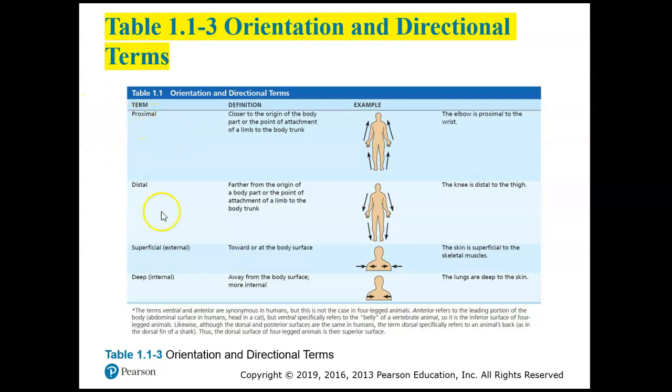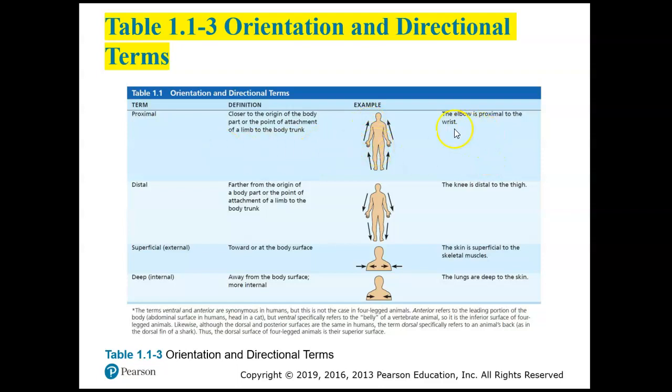The words proximal and distal are opposites, and you have to understand when you use these terms that you're referring to proximal, or close to or near to a joint or a point of attachment, and distal, or far away from a point of attachment. So proximal means closer to the origin of the body part or the point of attachment of a limb to the body trunk. We typically use proximal and distal to refer to the shoulder joint or the hip joint.